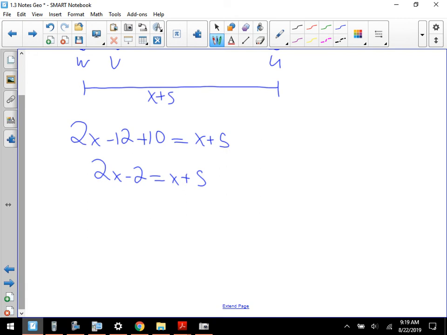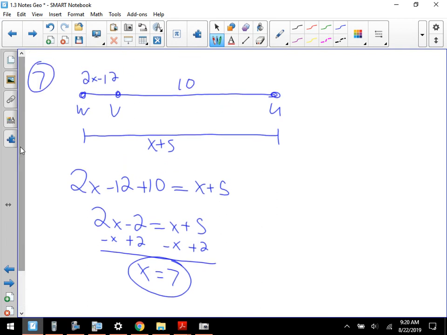Variables on both sides of the equation, what do we do? Negative 12 plus 10. So we'll subtract the x. At the same time, I'm going to add 2 going back. I get x is 7. But then, what was it asking for? You can substitute all and make sure it all works, but it said find WV. So WV, when you substitute in for 7, 2 times 7 is 14. Subtract 12 is 2.